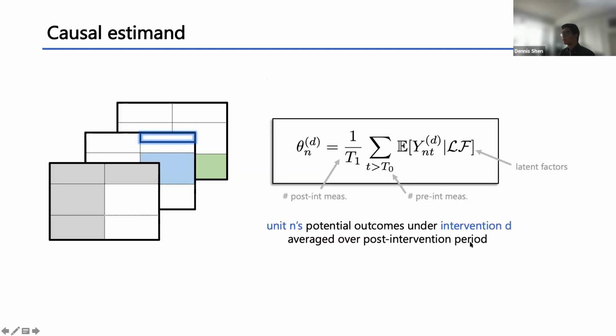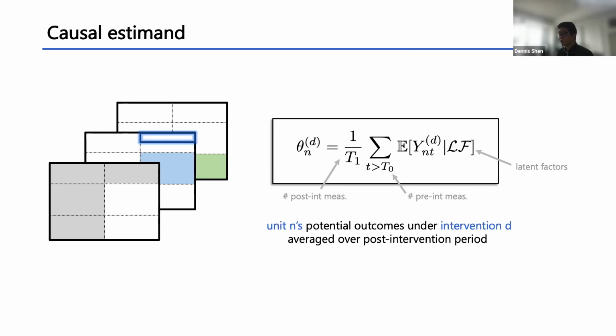Towards this, we will, without loss of generality, just consider a particular unit n and intervention d pair. So we're going to represent this pictorially by the first row in the blue color in the tensor you see to your left. So in words, we're going to define our causal estimate, represented by theta_n^(d), as unit n's expected potential outcomes under intervention d averaged over the post-intervention period and conditioned on its latent factors. Pictorially, this would just be the average over all entries you see in the highlighted blue box.